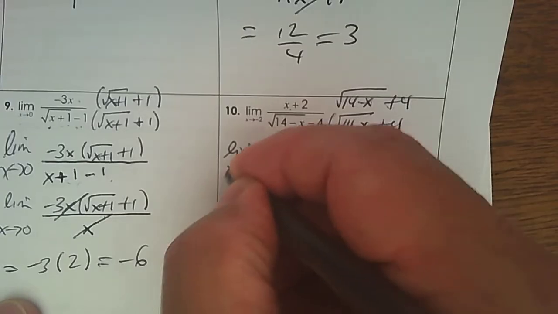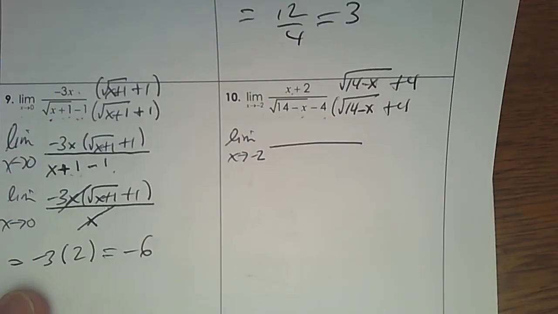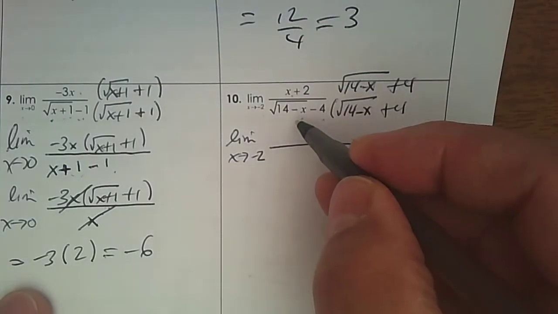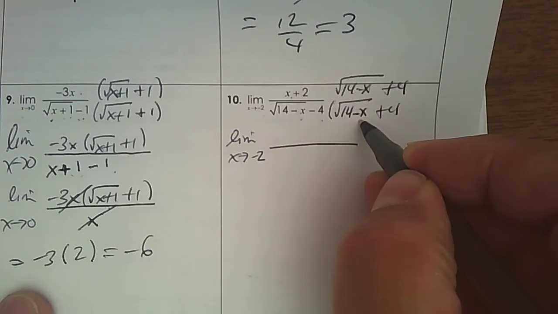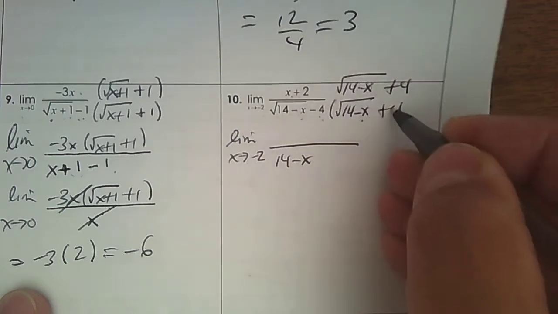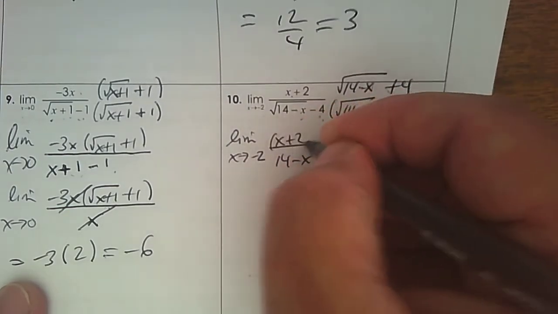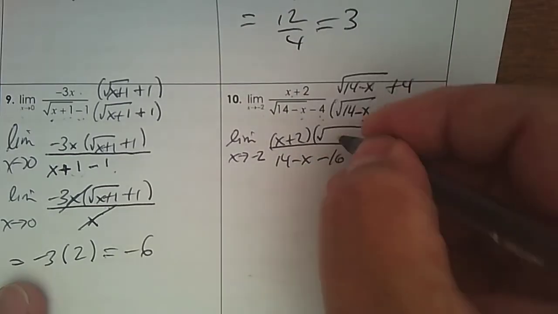So we have the limit as x approaches negative 2. And now we're going to simplify this. So the denominator, multiply first times first. That's just 14 subtract x. And then negative 4 times 4 is negative 16. The numerator, do not simplify. Just put them beside each other.